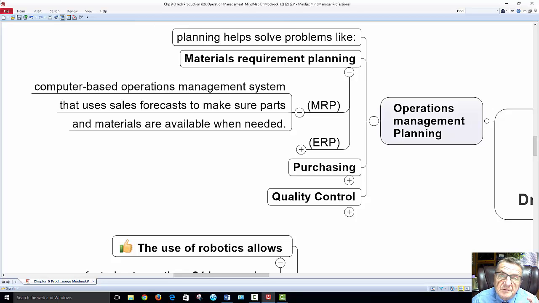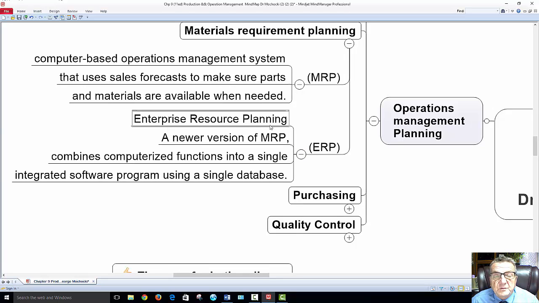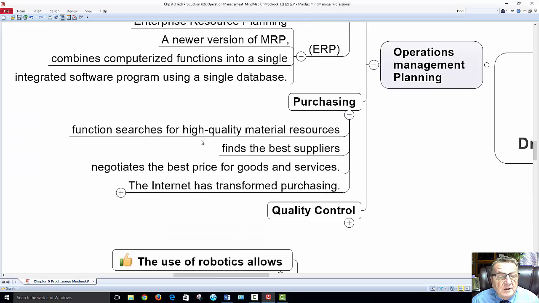But you still have to have some human intervention because this is just ordering from past historical data, or it's looking at sales as it's going, and looking at what they think the trend is, depending on the models that they're utilizing. Now, if I look at the ERP, this is enterprise resource planning, a newer version of MRP. It combines computerized functions into one single integrated software using one single database. You have to really trust your supplier and your vendor on that because you open up a whole door into your processes.